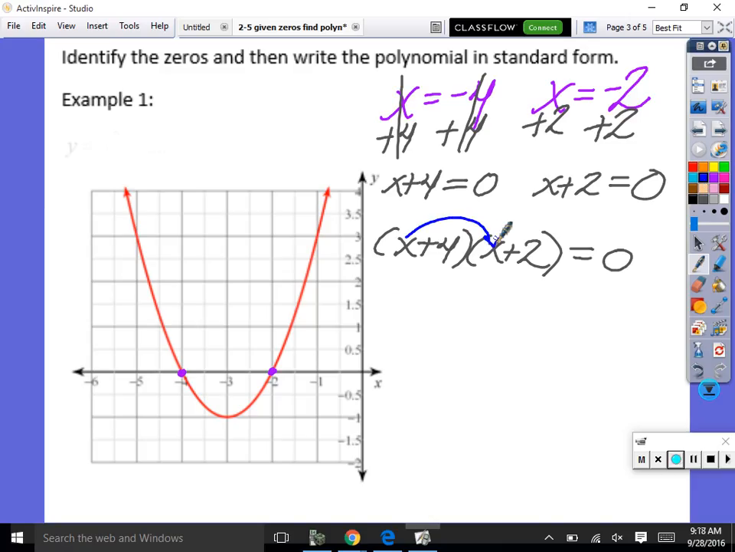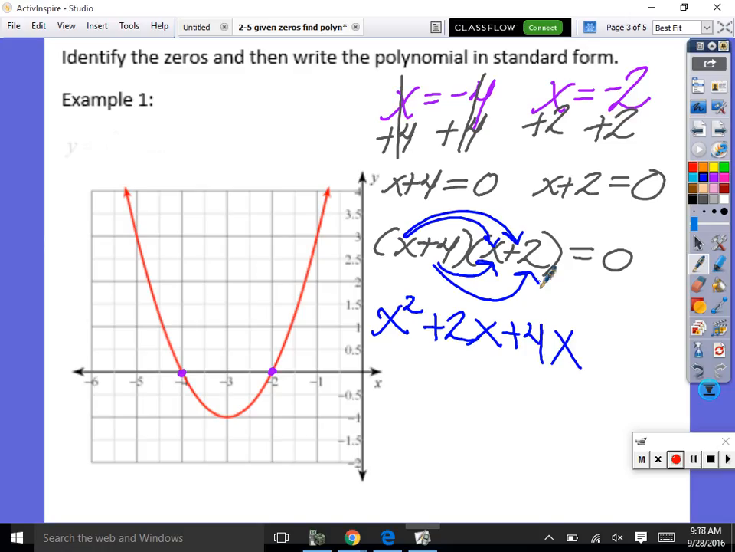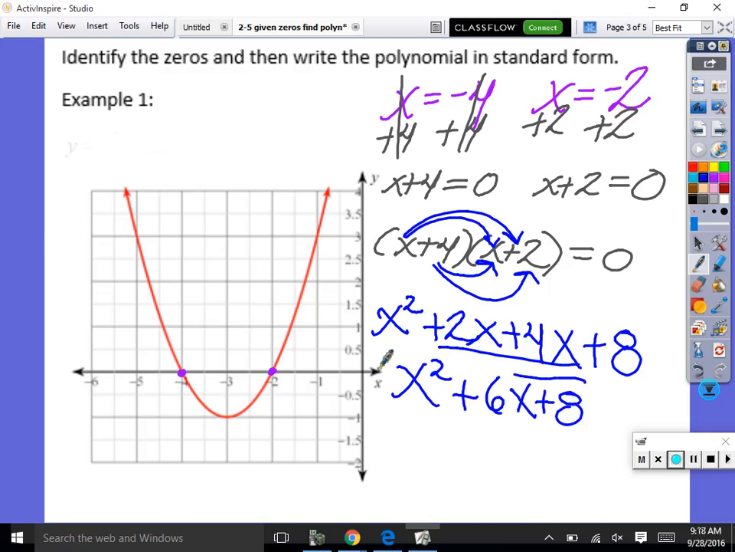X times x is x squared. X times positive 2 is positive 2x's. Positive 4 times x is positive 4x's. Positive 4 times positive 2, be careful not to add them, it's multiplication. That's positive 8. And then from there, we're combining like terms. So we have an x squared plus 6x, and then plus 8. Now, we better look at and notice that is what that told us it was going to be.